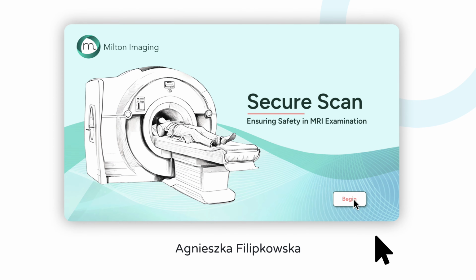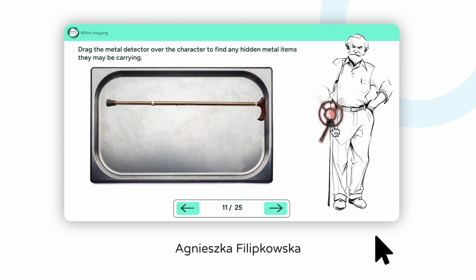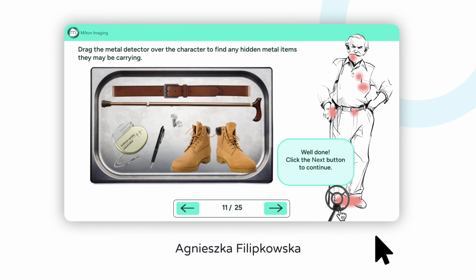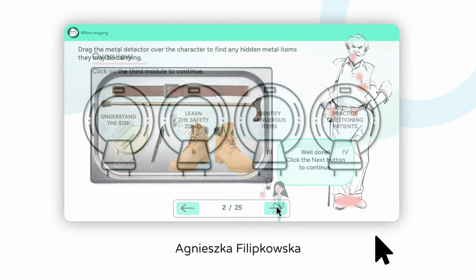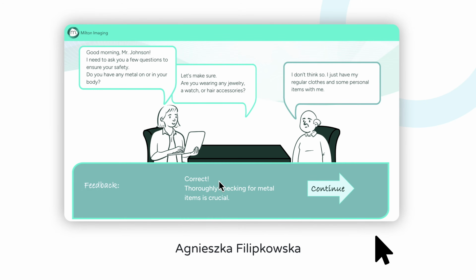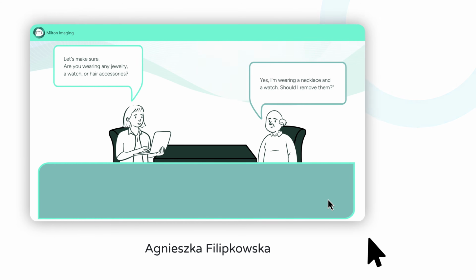Agnieszka's project also incorporated multiple interaction types to help drive home the learning objectives. For example, in this interaction, the learner has to move a metal detector over different patients to identify different objects that are restricted within the MRI area. We also have this branching scenario at the end to practice how to properly screen patients before receiving an MRI. Again, wonderful work, Agnieszka. Thank you so much for participating.